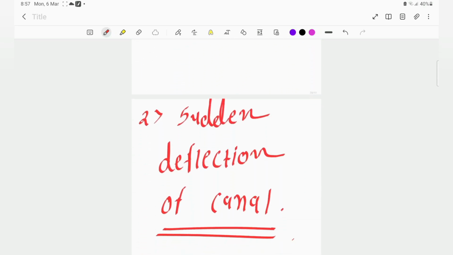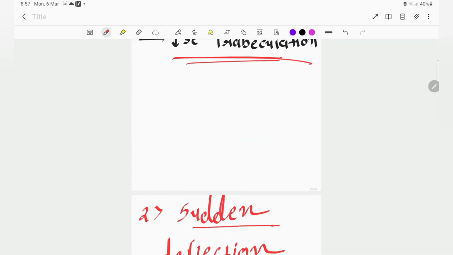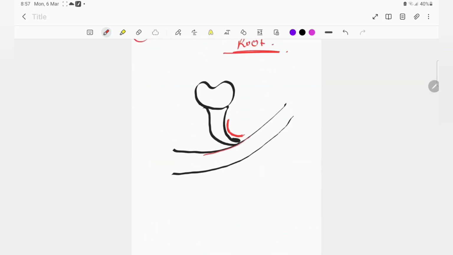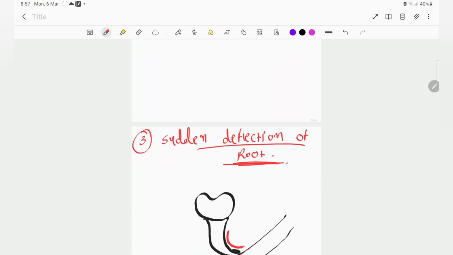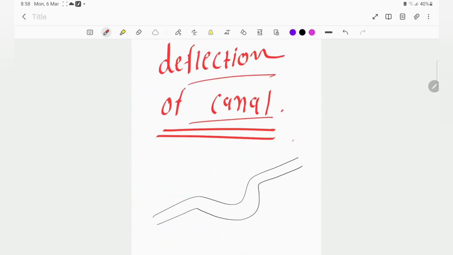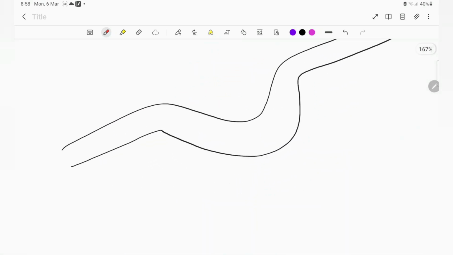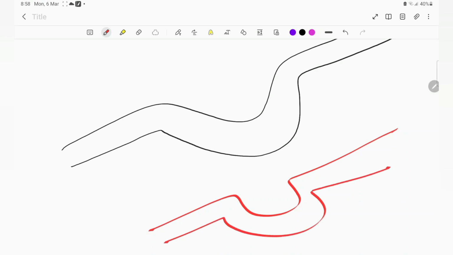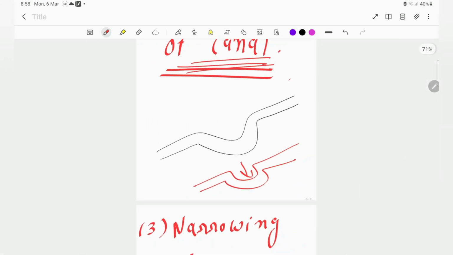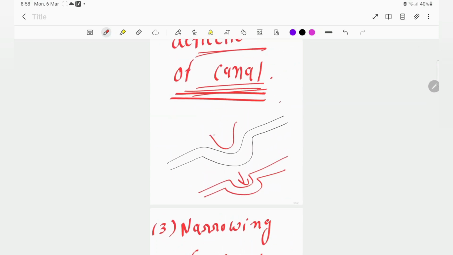Now, in this we have a sudden deflection of canal. In tooth criteria we had sudden bend of root, sudden deflection of root. But here we have a sudden deflection of canal. You can see it is bent like this, like this. This is the sudden deflection of canal. Why? Because the tooth is present like this here, right?